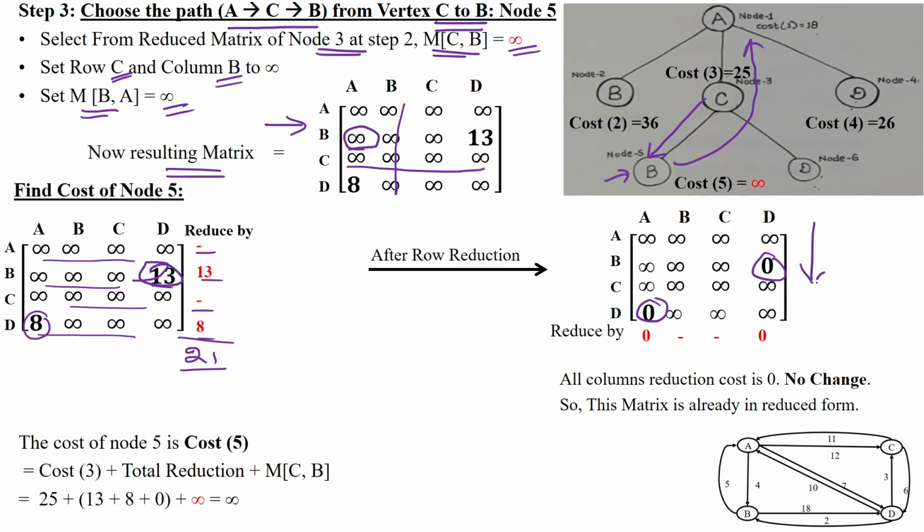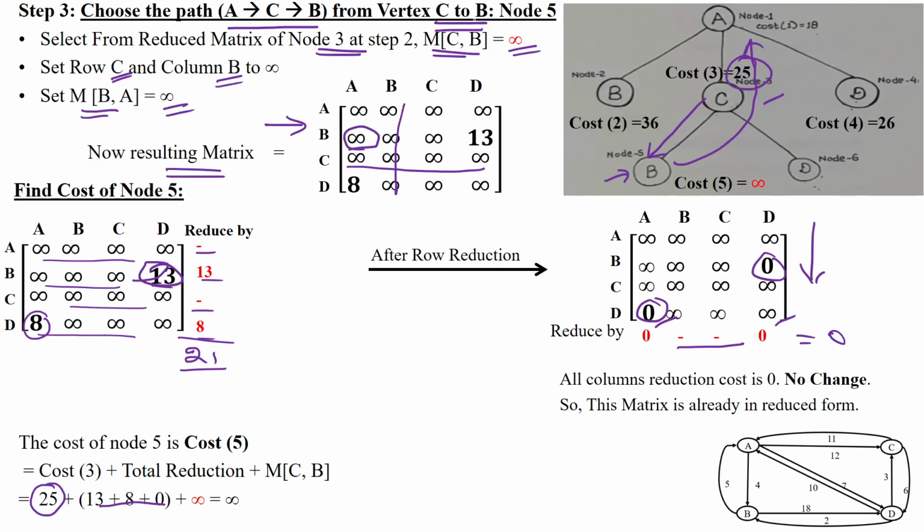Then apply the column reduction. Here also 0, here also 0, here all are infinity, all columns are infinity. So column reduction is 0. So total reduction is here 21 plus 0, which is 21. That's what is given here. And the cost of 3 is 25. So that cost is 25.